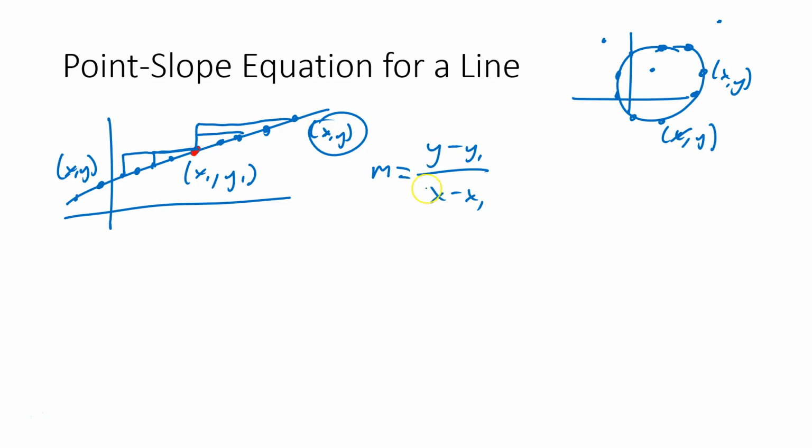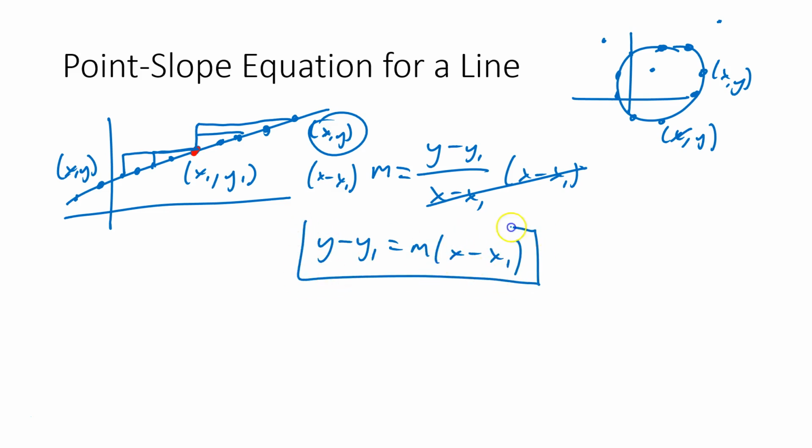Most beautiful formula ever. Let's just multiply by the denominator, x minus x1, x minus x1. Now these will cancel. I'll just rewrite it a little bit. We have y minus y1 equals m times (x minus x1). This is the point-slope equation for a line. That's it. It's just the slope formula multiplied by the denominator. There's nothing more to it.